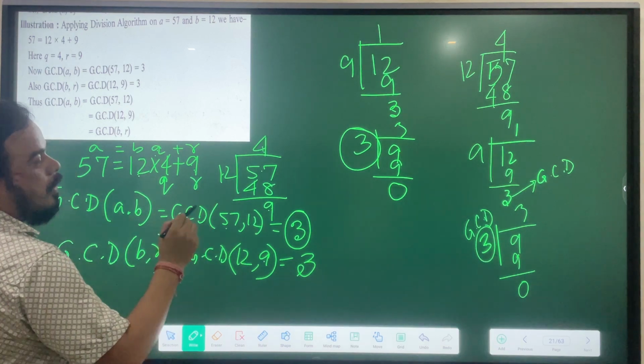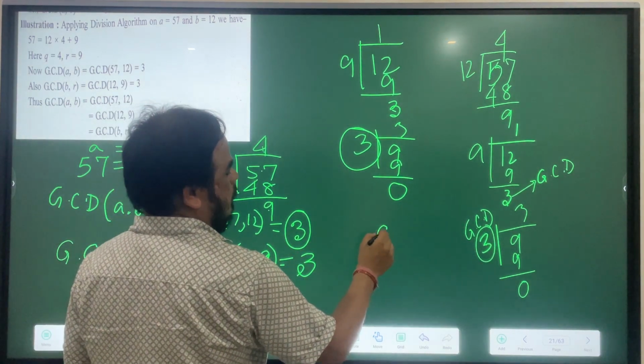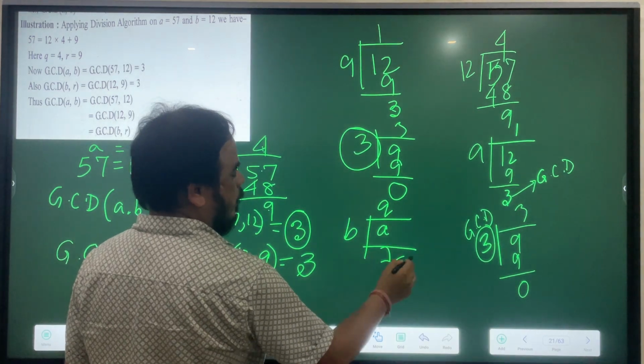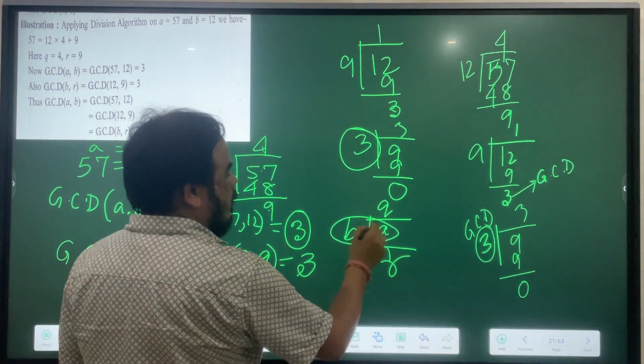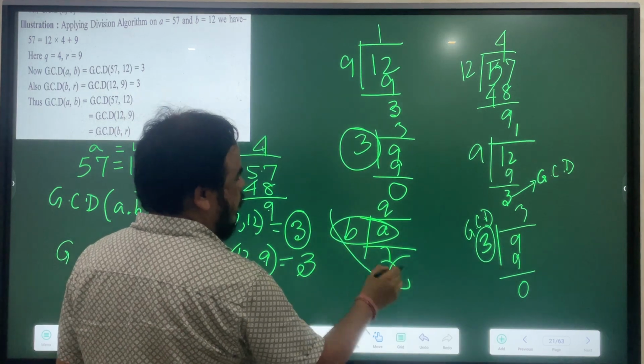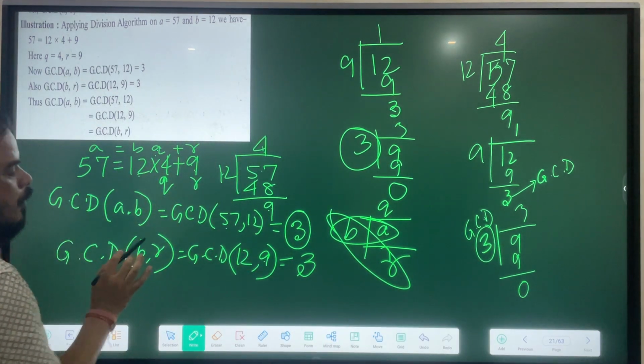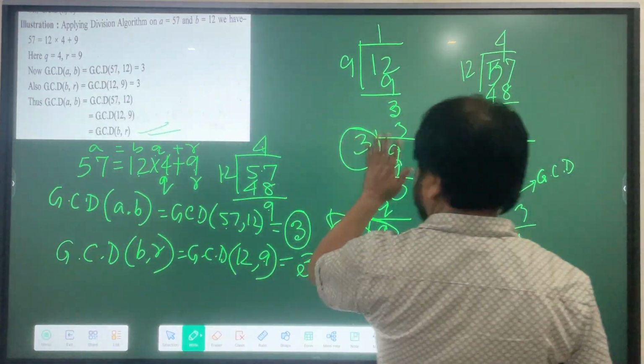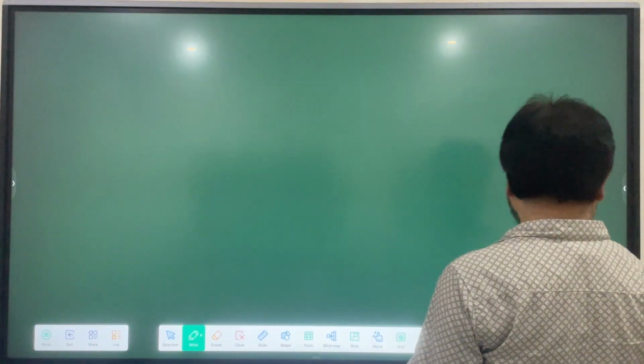That means GCD of A, B and GCD of B, R are always equal. Just we have proved here. This is what we have done. You will do this one yourself, then you will understand.